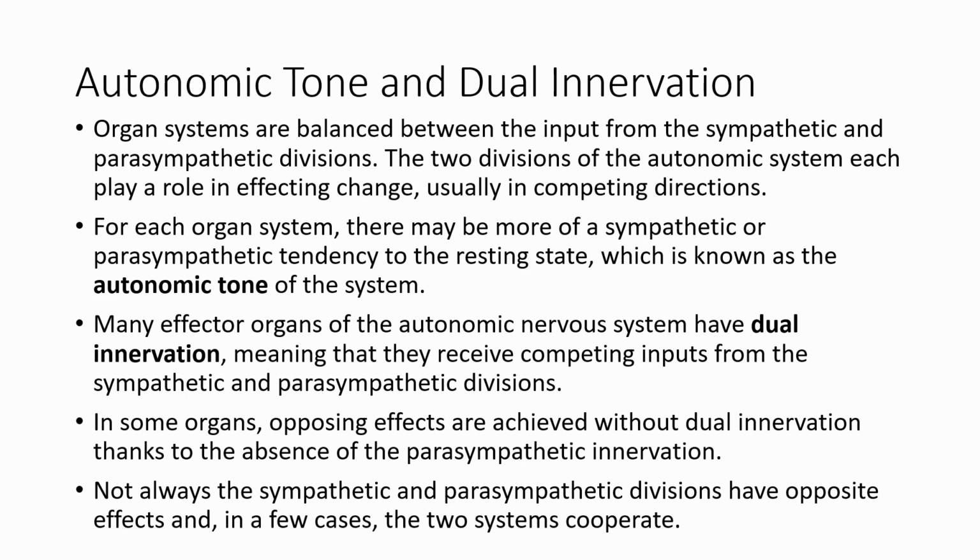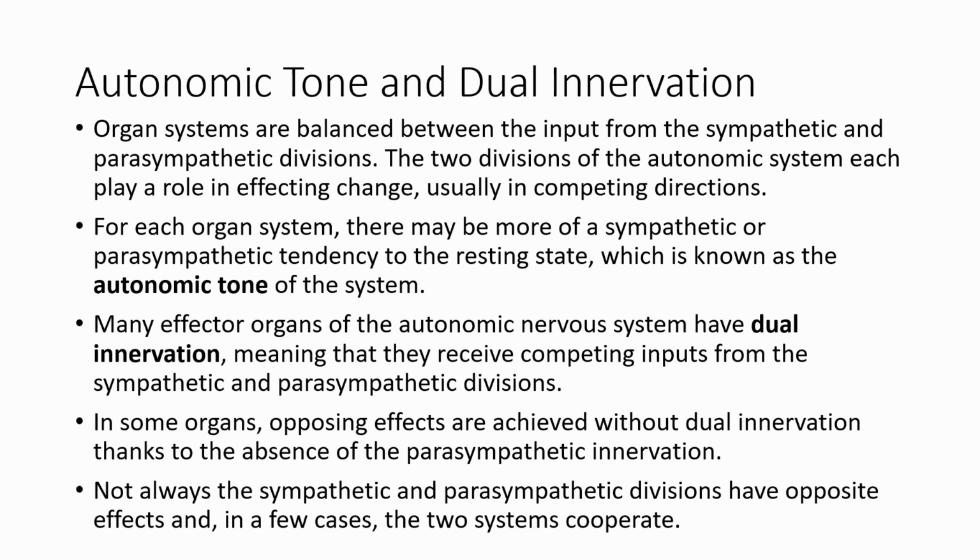So now we get to autonomic tone and dual innervation. So there's really a balance that we're trying to strike between the parasympathetic and the sympathetic divisions, right? So usually they're each trying to cause some sort of change. And usually we're talking about competing directions, meaning that the sympathetic and the parasympathetic divisions are kind of bringing opposites, right? One thing's going to push in one direction, the other will push in the opposite direction. For the most part, that's not always the case, but most of the time, parasympathetic and sympathetic are working opposite of each other.